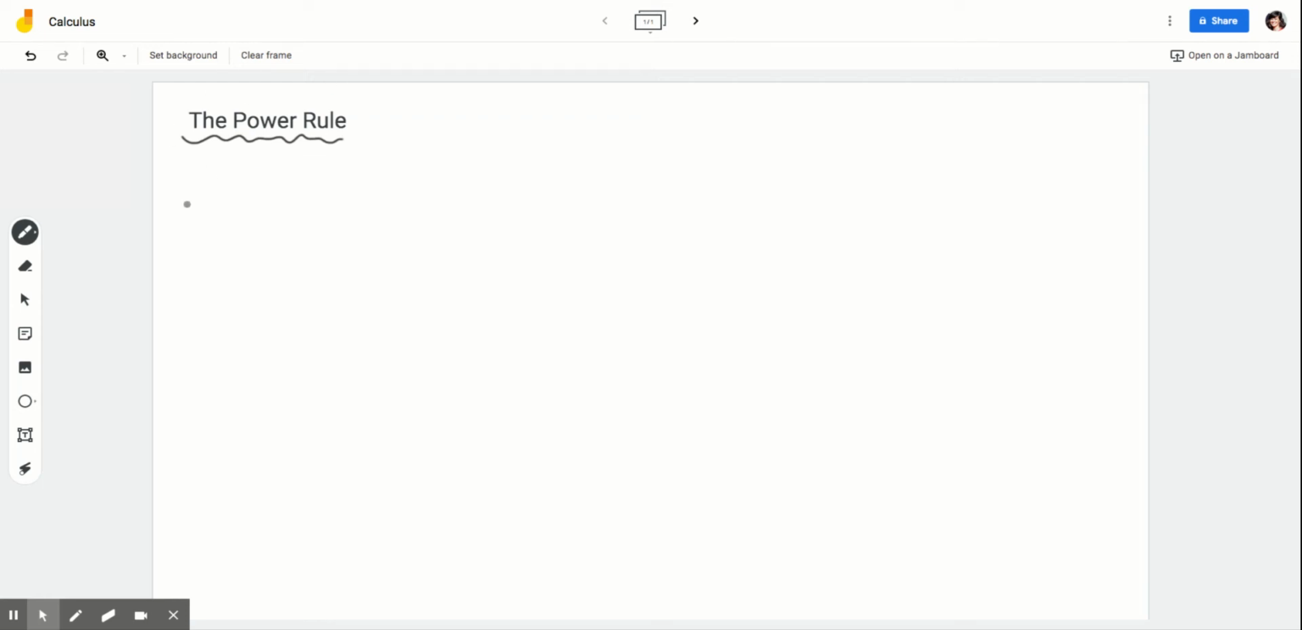All right, in this video, we're going to talk about the power rule. So we're going to talk about finding the derivative of any function that is f of x equals x to the n power. We're going to start off, though, actually talking about what happens when f of x just equals a constant, so just equals a whole number.